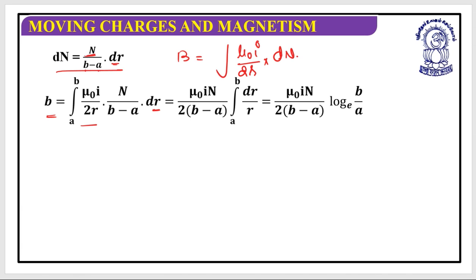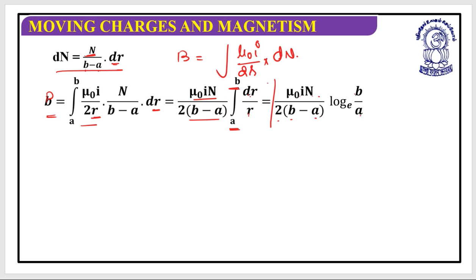So I need to integrate this. Let's keep all the rest of the things outside the box: mu naught n I upon 2 into b minus a. You need to integrate it from a to b. When I integrate it, it's mu naught n I multiplied by 2 into b minus a, and the integral of dr by r is log r. While I replace the value, it's log of b by a to the base e. This is the magnetic field.